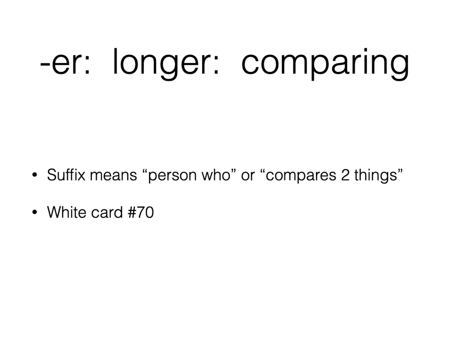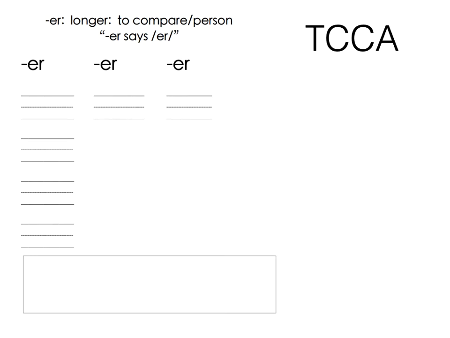It can mean a person who, but it can also mean, when comparing two things, that it is more of that. So if something is longer, it's going to be longer than something else. In your white card deck, it is card number 70. And in your Google folder, you can find a trace, copy, cover, and advert sheet.